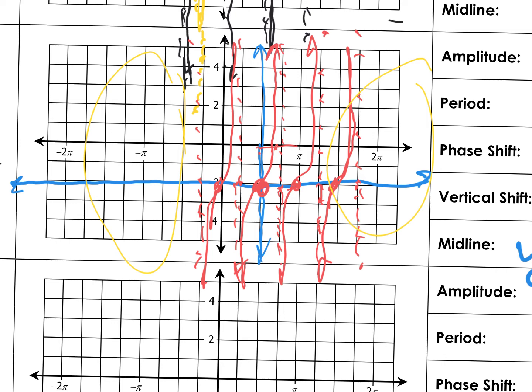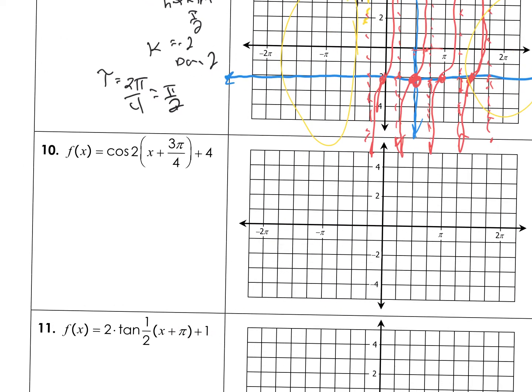Okay. Another one. Another cosine graph. There's a 1 in front. So amplitude is a 1. My B is a 2. My H is a positive 3 pi over 4, which means to the left 3 pi over 4. And my K is a 4, positive, so it means up 4.